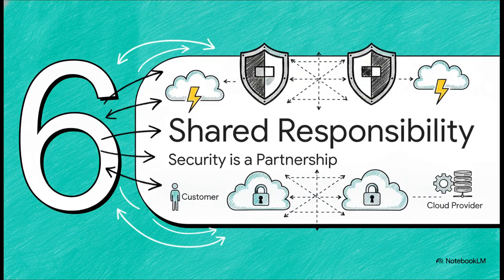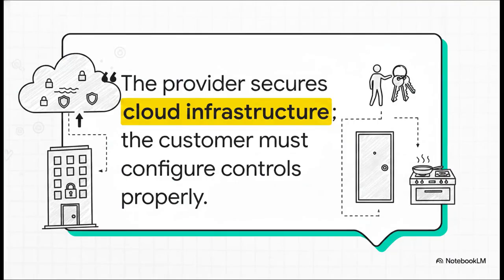And finally, Part 6, the Shared Responsibility Matrix. This shift in control brings us to our final and honestly perhaps most critical concept of the explainer. Security in the cloud is absolutely not a one-way street. It's a partnership, and it's governed by the Shared Responsibility Matrix. The golden rule of the cloud is basically this. The provider secures the cloud infrastructure, but the customer must still configure identities, networks, data, applications, and access controls properly.